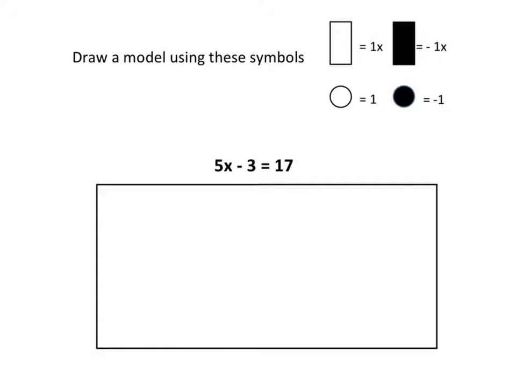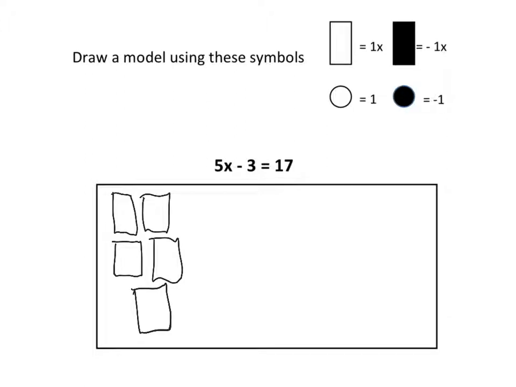So now we need to model the equation. The first thing we're going to look at is 5x. So we look back at our key, and we see that 1x is a rectangle that is not shaded. So we need 5 of those rectangles that are not shaded. Next we have minus 3, so that's 3 shaded circles.